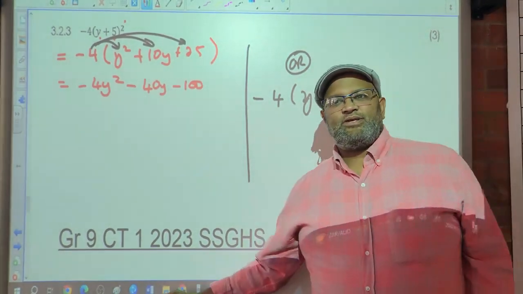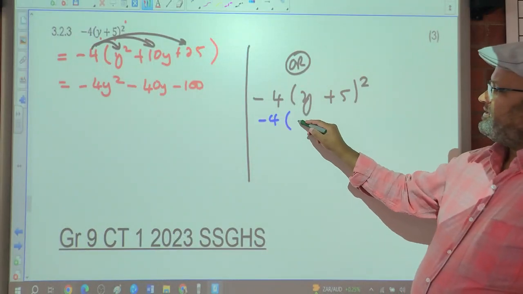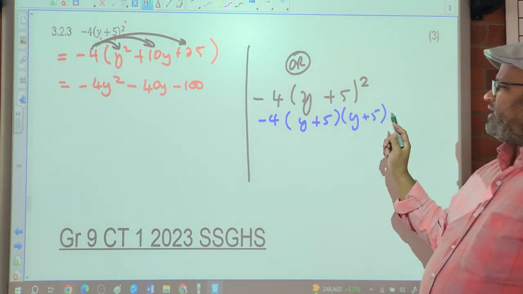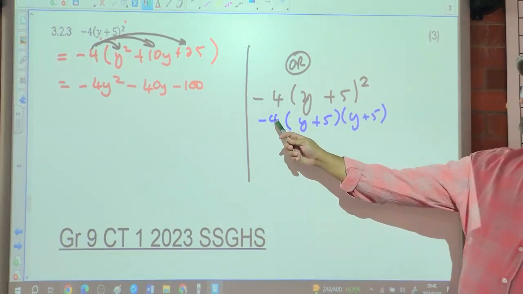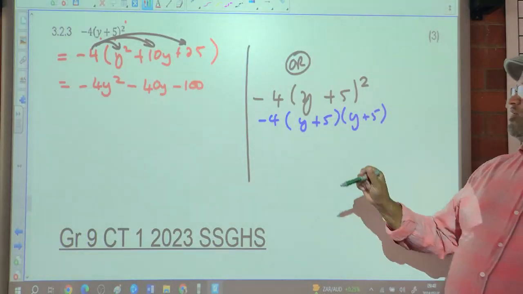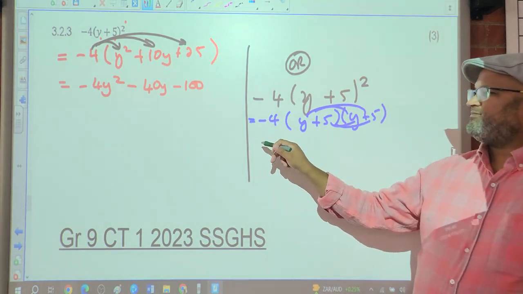Okay, this is the alternative method. I could have written this out twice first. So it's y plus 5 times y plus 1. Now I can do one of two things. I can either multiply the negative 4 with the first bracket only, or I multiply the brackets out. And that's what I'm going to do. I'm going to multiply the brackets out first.